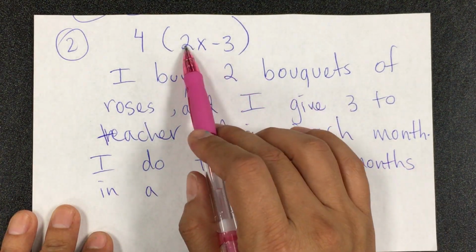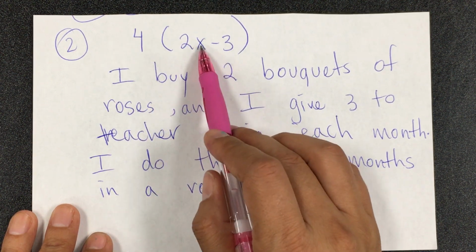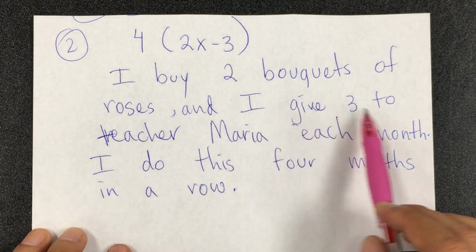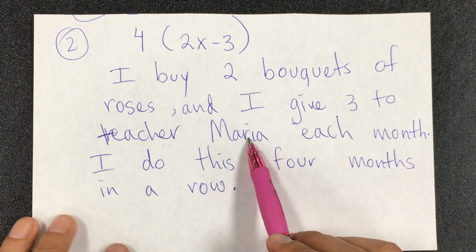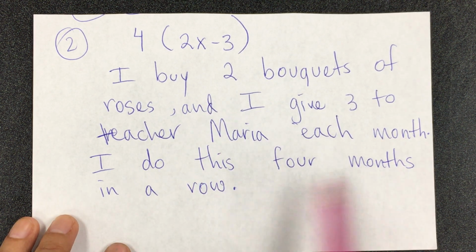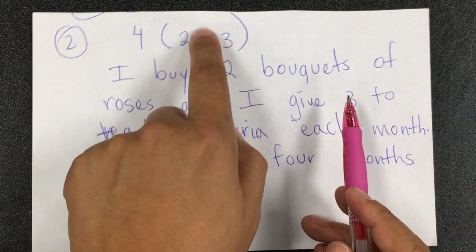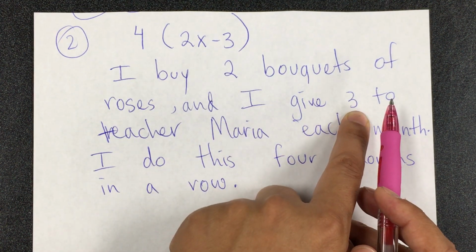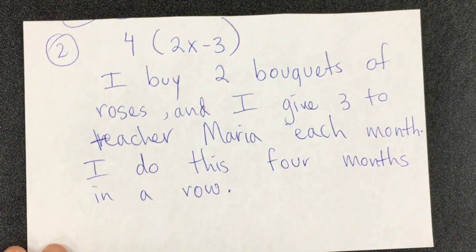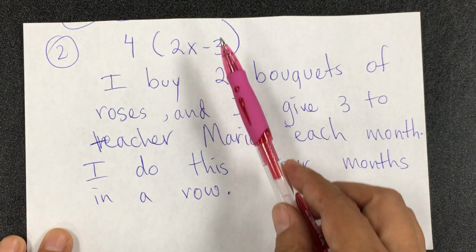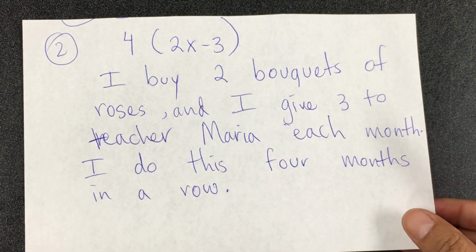I buy 2 bouquets, this is the number of bouquets, of roses. We don't know how many roses there are in each bouquet. And I give 3 to Teacher Maria each month. So they give it to me. I do this 4 months in a row. So I repeat this action of buying 2 bouquets with roses, and they give 3 to me. And they repeat that every month for 4 months. Okay? So the unit will be the roses that the person has. After they give me 3 each month, how many roses do they have?